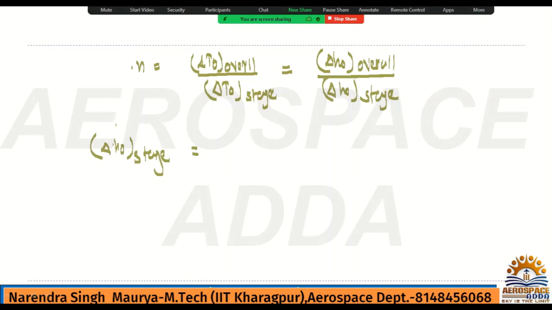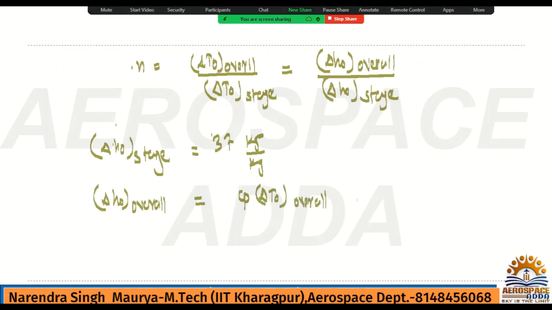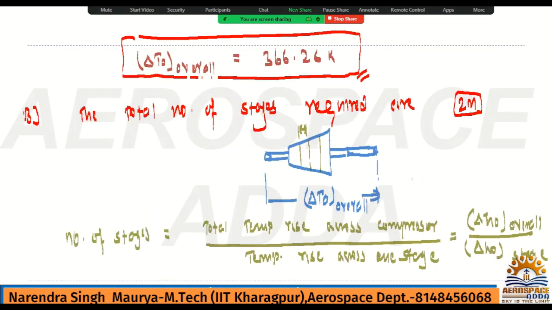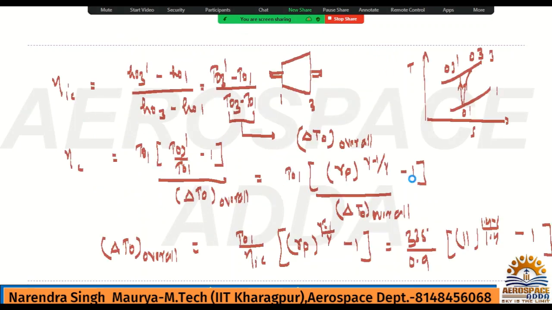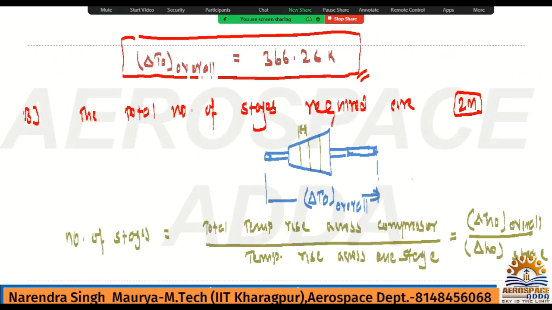What value they have given? 37 kilojoule per kg. So what will be the delta H naught overall? You know, it is Cp delta T naught overall. We can get this Cp, they have given to us in the problem. How much it is? 1.006 kilojoules, so 10 to the power 3, into delta T naught overall. So if you calculate this value, here 366.26.